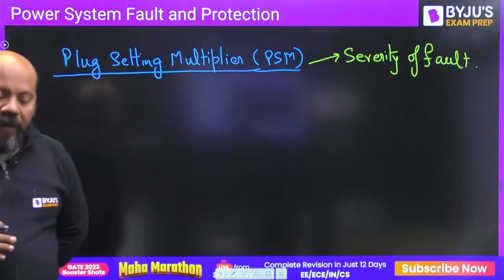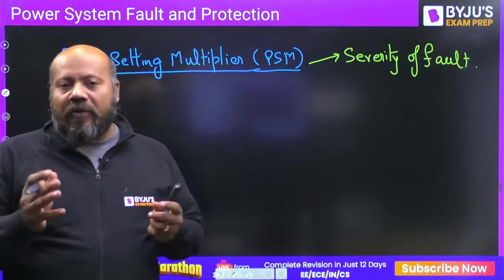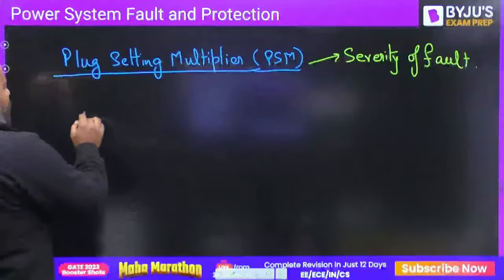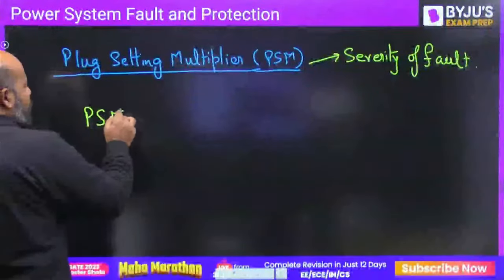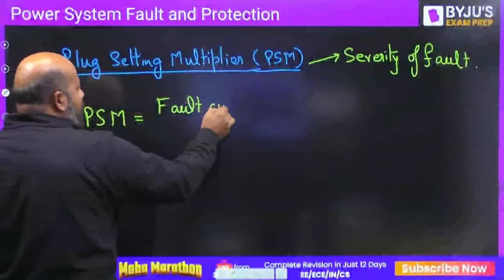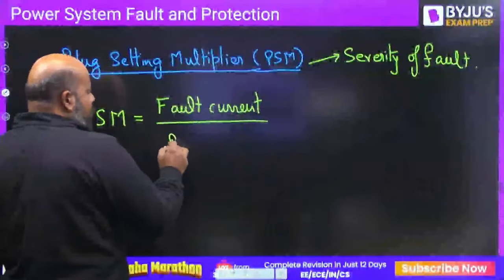Okay. So, basically, if you want to know how dangerous, how severe your fault is, then what are you going to do? You are going to define a metric, that is plug setting multiplier, as fault current divided by pickup current.